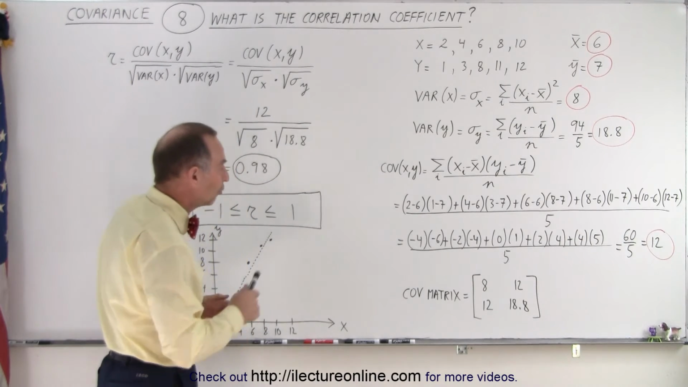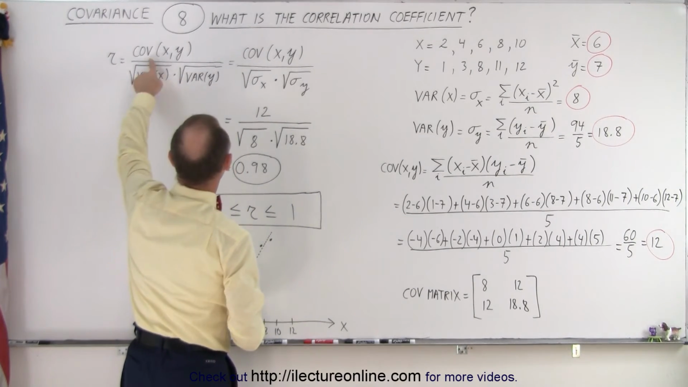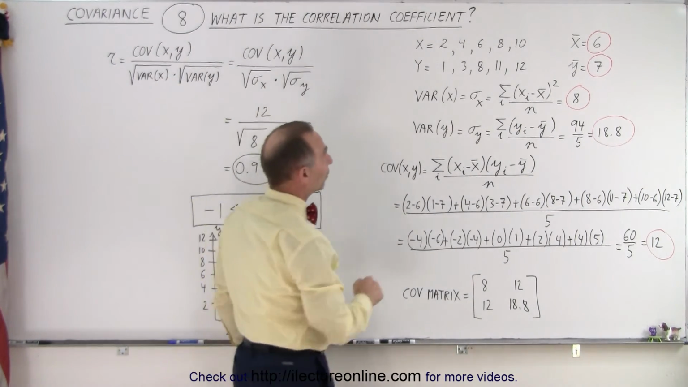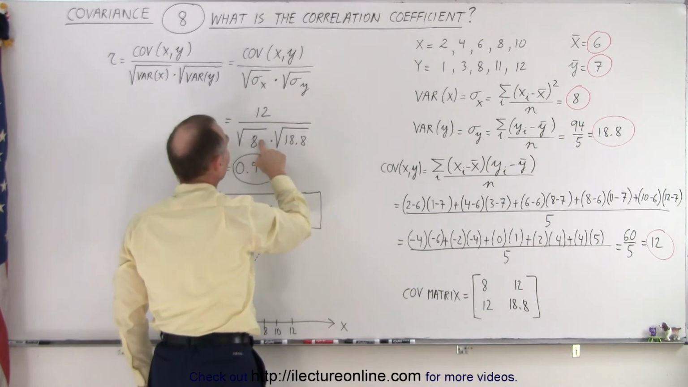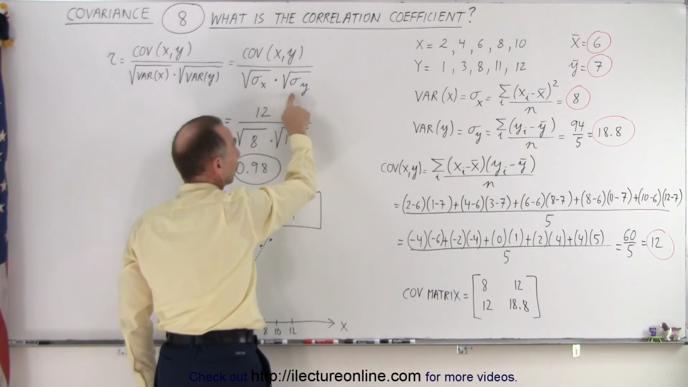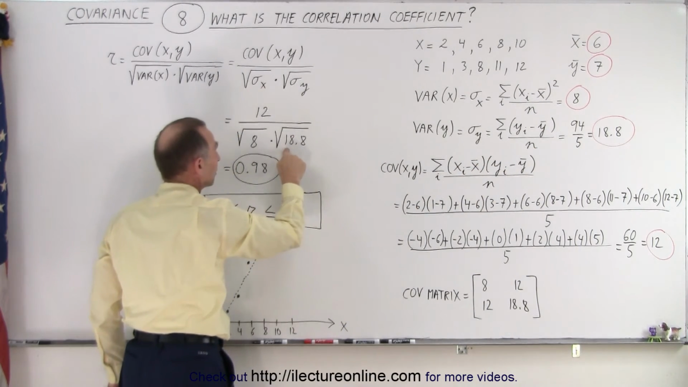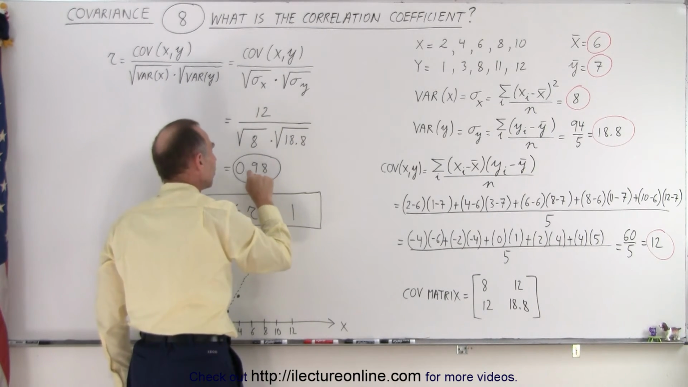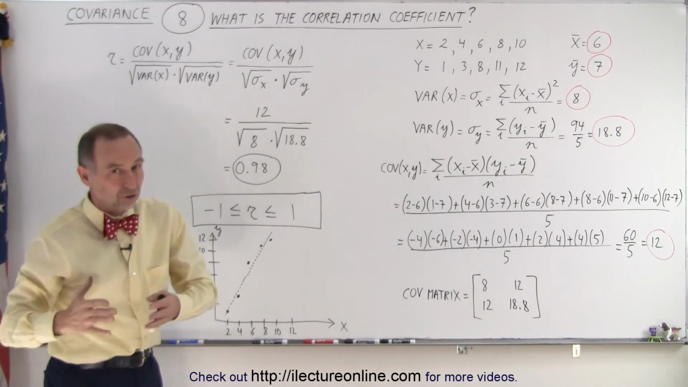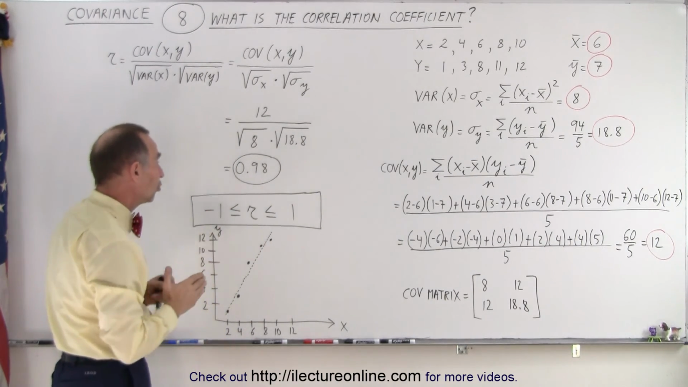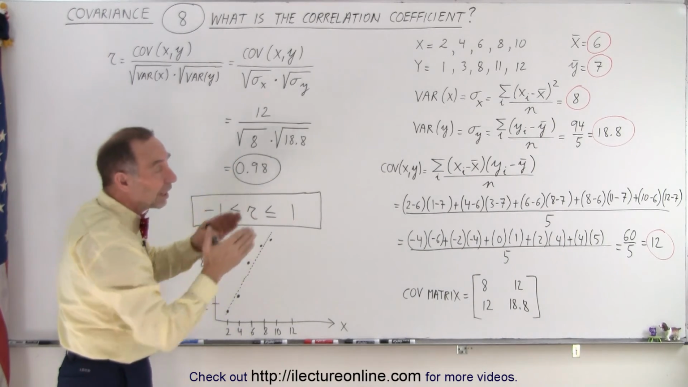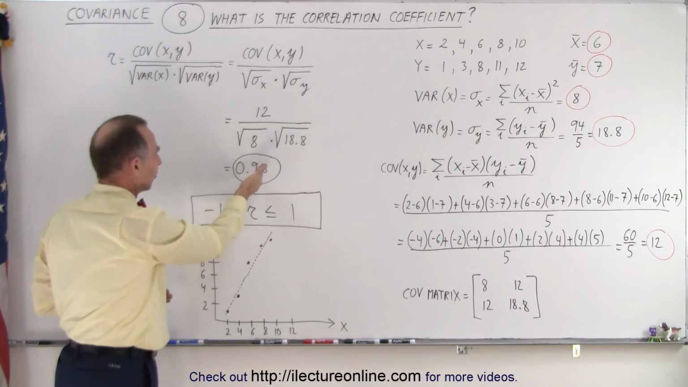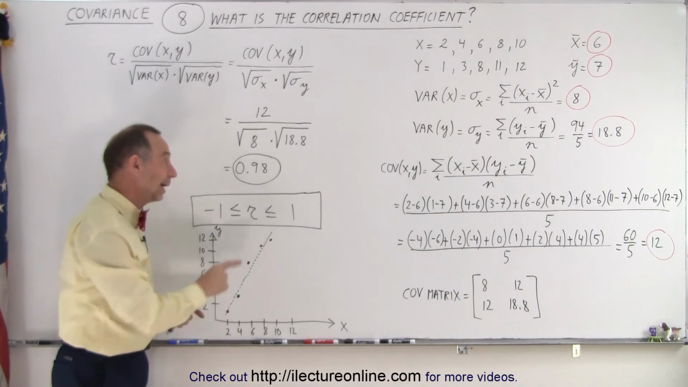You really can't tell. So we take our covariance, which is 12, and divide it by the square root of the variance of x. The variance of x was 8, so we take the square root of 8, and we also multiply by the square root of the variance of y, which was 18.8. Those are in the denominator, and 12 divided by this gives you 0.98, which is almost 1. Therefore, since it's almost 1, we know that there's a very strong relationship between the two data sets. They're both increasing, and they're both increasing almost in the same fashion. That's what we mean by strong correlation, signified by the correlation coefficient being almost 1.